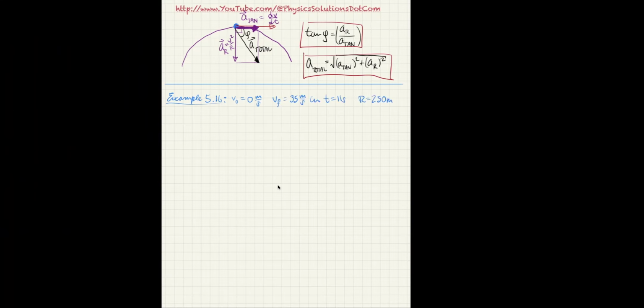Looks like 2 sig figs is the rule for the day. Assuming constant tangential acceleration, find A, the tangential acceleration. So A_tan equals question mark. And B, they want us to find the radial acceleration, A_R equals question mark, at the instant the speed is v equals 15 meters per second.